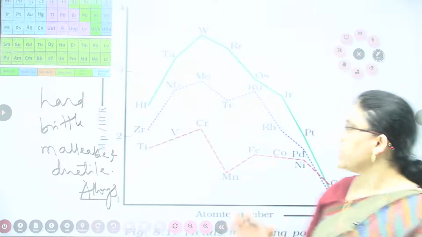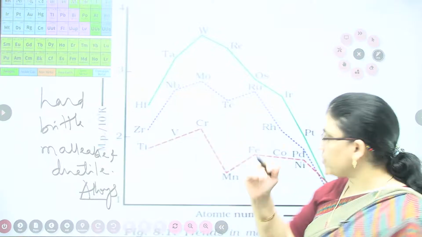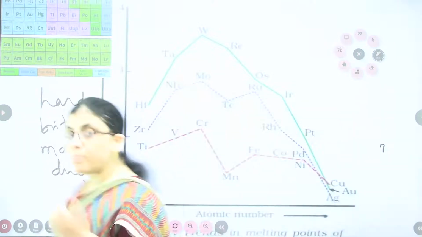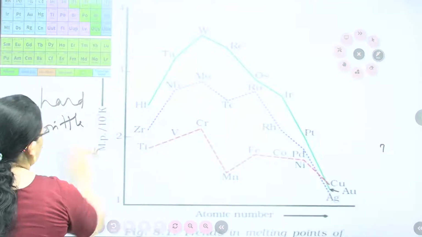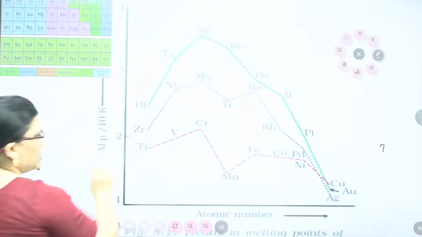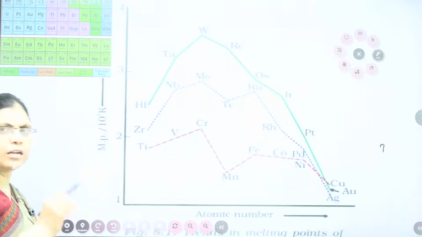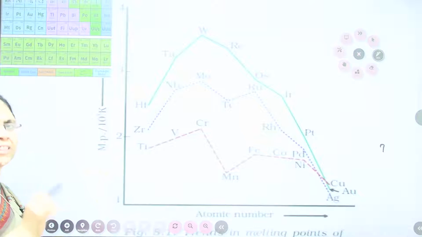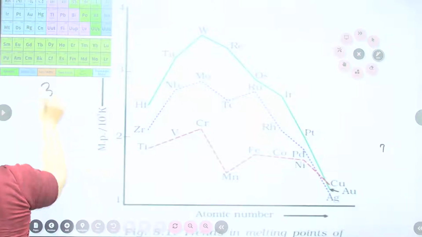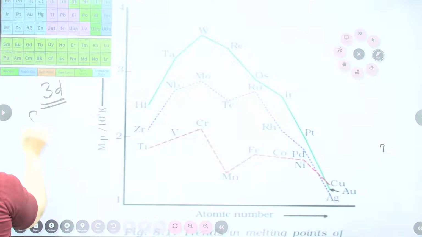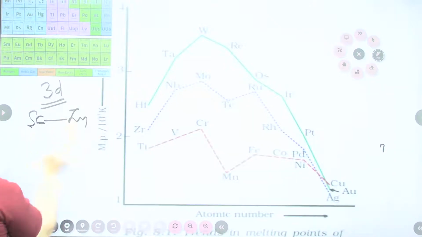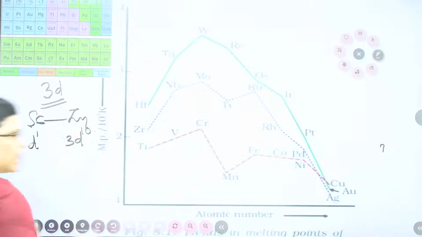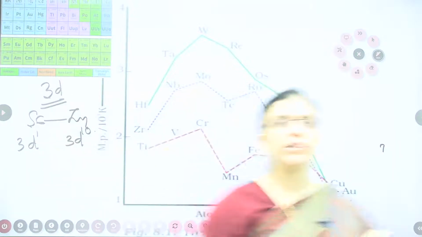Let us move to the different trends. The first trend is related to atomic size or ionic size. As I said in the previous class, our topic deals especially with the 3d series. In the case of the 3d series, it starts from scandium to zinc. It starts from 3d1 and ends with 3d10.